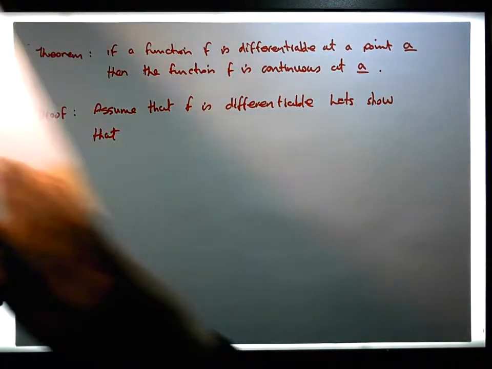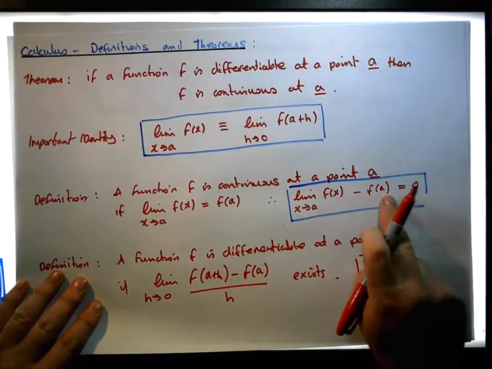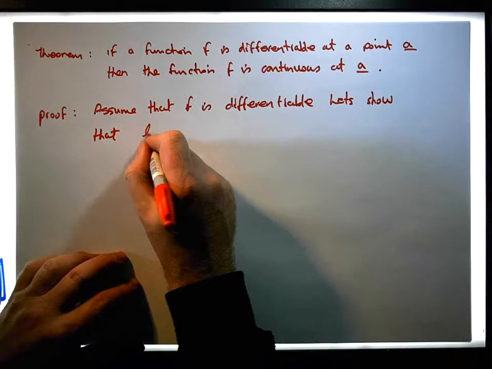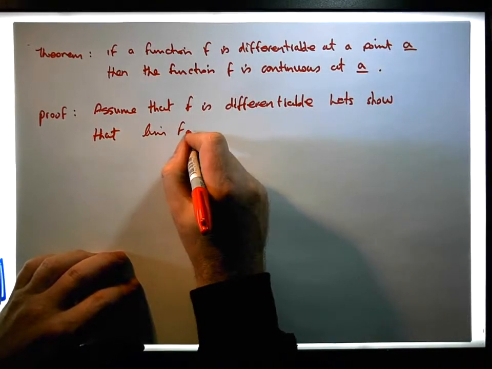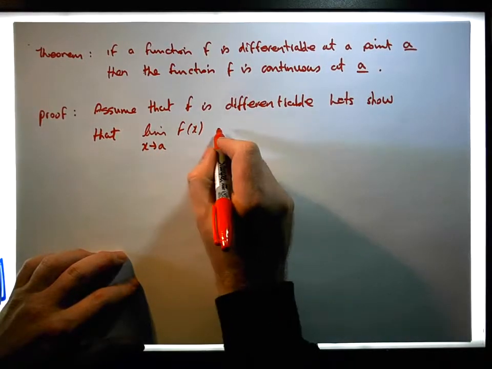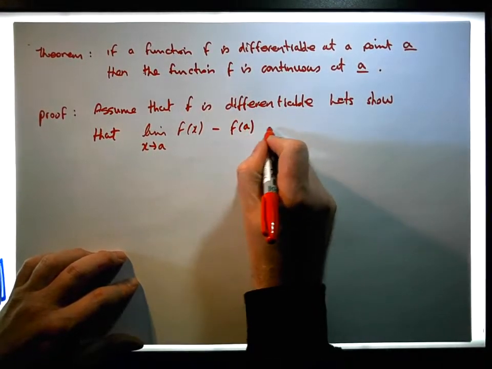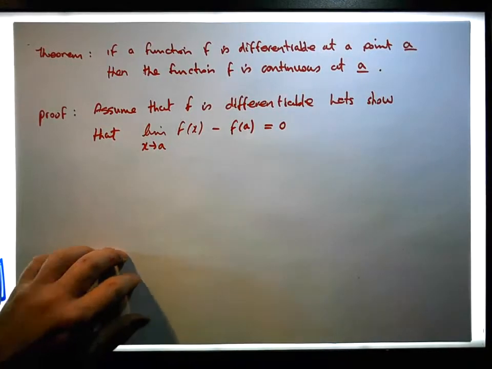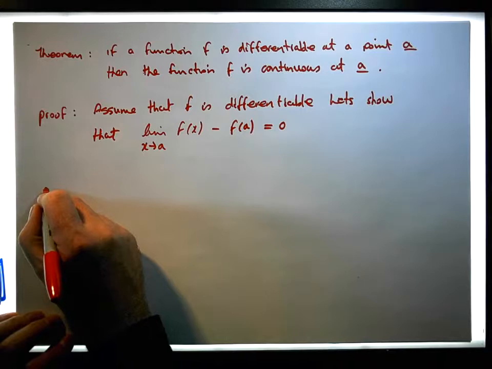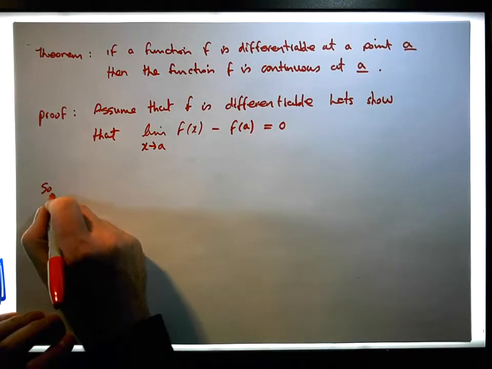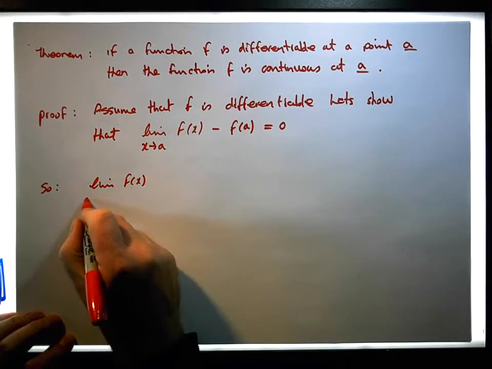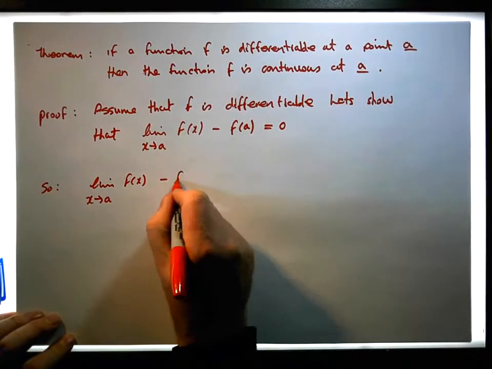So what we effectively need to show is that the limit of f of x minus f of a equals 0. That is, the limit of f of x as x tends to a, minus f of a, equals 0. So we need to show this, but let's just consider this: the limit of f of x as x tends to a minus f of a, because this is what we need to evaluate.